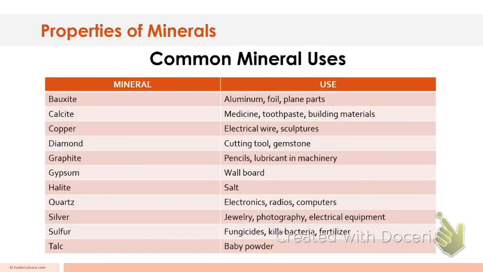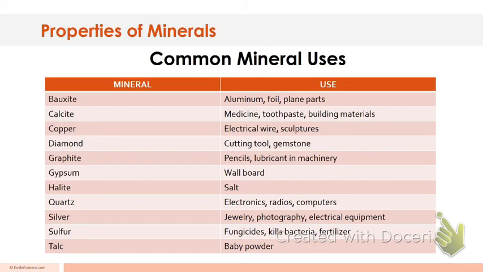All right, so here are some different minerals and their common uses. Bauxite, which is where we get aluminum from. Calcite is used in medicine, toothpaste, and building materials. Copper is used in electrical wire. Diamond is a cutting tool and a gemstone. Graphite, also made out of pure carbon, just like diamond, is used as pencils, and it's used to lubricate machinery. Gypsum is used for drywall.